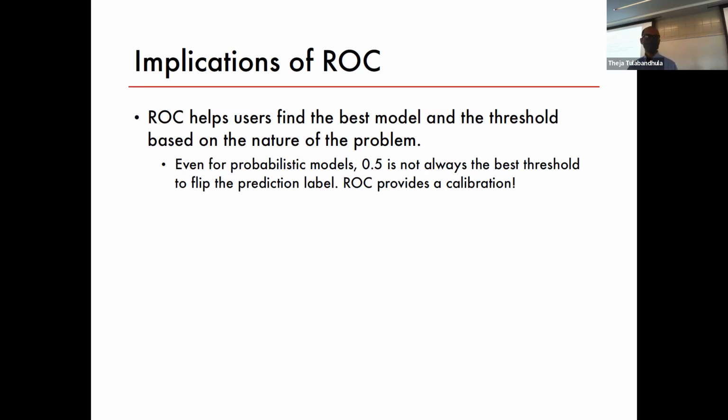Okay. So let me recap. I'll recap the functions later. Here I'm just going to summarize what ROC curves do in binary classification. They help us find a good model and threshold based on the nature of a problem. The nature of the problem really depends on these off-diagonal costs and maybe the imbalance in the data. So the naive statement that 0.5 is a good threshold is not right. Maybe it's a good threshold if your classes are balanced and you don't care about cost.